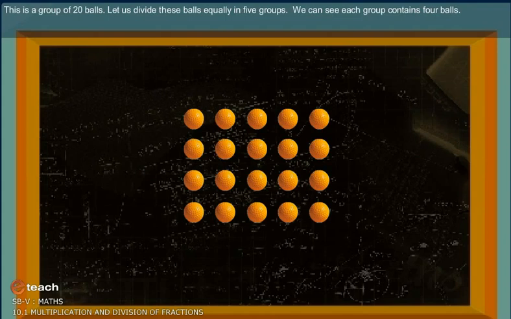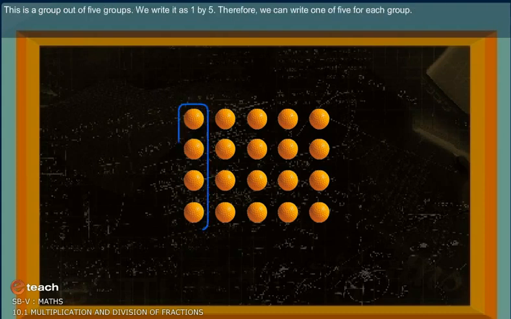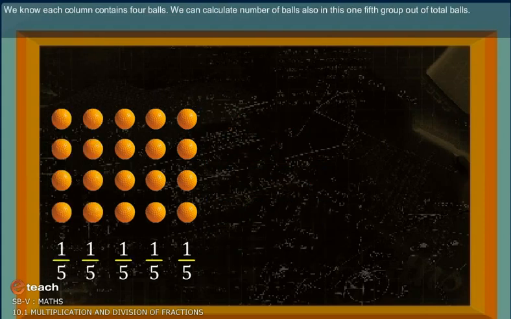This is a group of 20 balls. Let us divide these balls equally in 5 groups. We can see each group contains 4 balls. This is a group out of 5 groups. We write it as 1 by 5. Therefore, we can write 1 of 5 for each group.